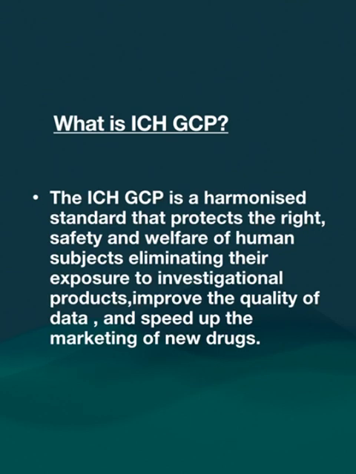So what is ICH GCP? The ICH GCP is a harmonized standard that protects the rights, safety and welfare of human subjects, limiting their exposure to investigational products, improves the quality of data and speeds up the marketing of a new drug.